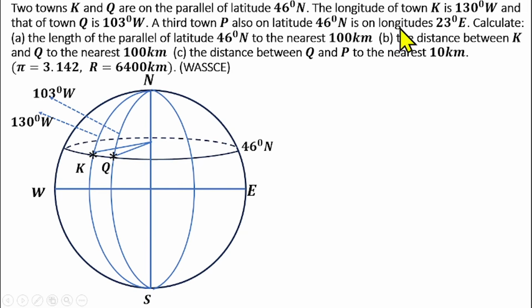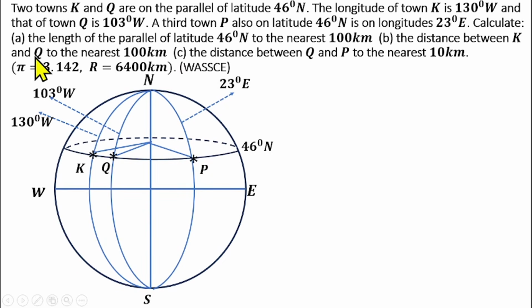Okay, I located the other one. We are also told that there's another point P, which is also on 46 degrees north of latitude. That means still on this latitude, and its own longitude is 23 degrees east. So that means its longitude is going to be on the east, which is 23 degrees east. Then this point will be point P. So that is also on the small circle. That means I'm going to draw the radius also from here to here as well. So this is the diagram that represents this whole information.